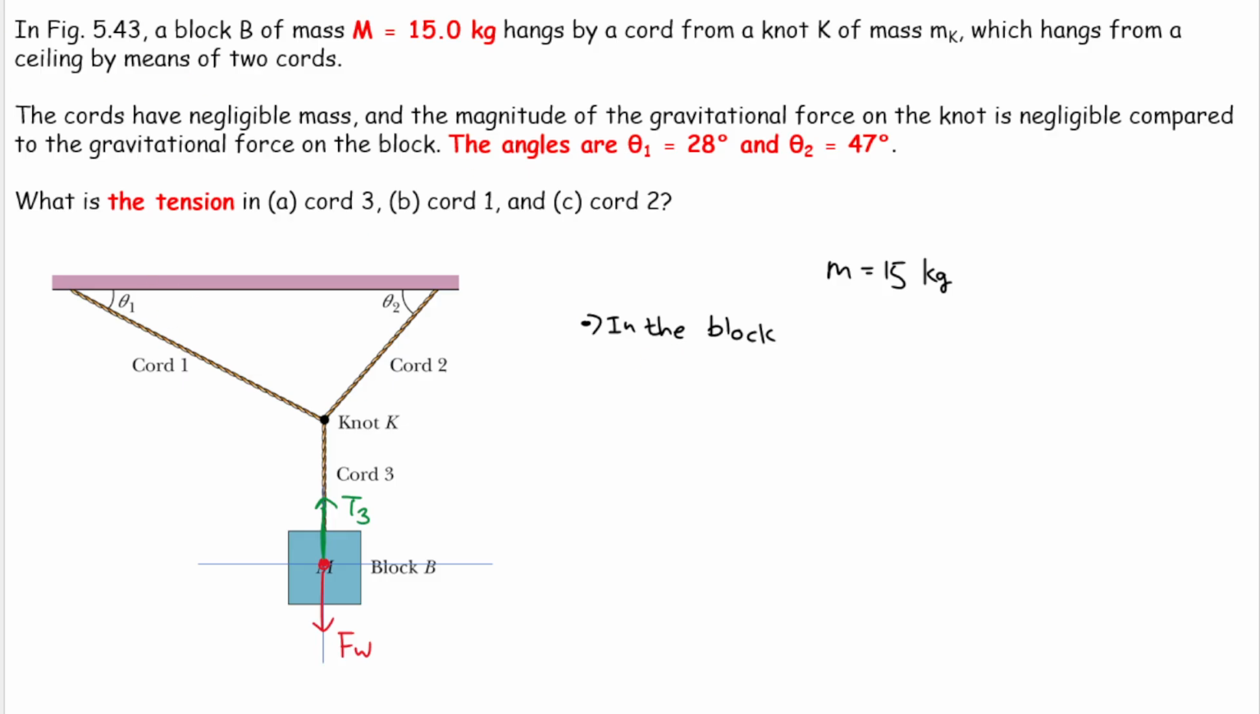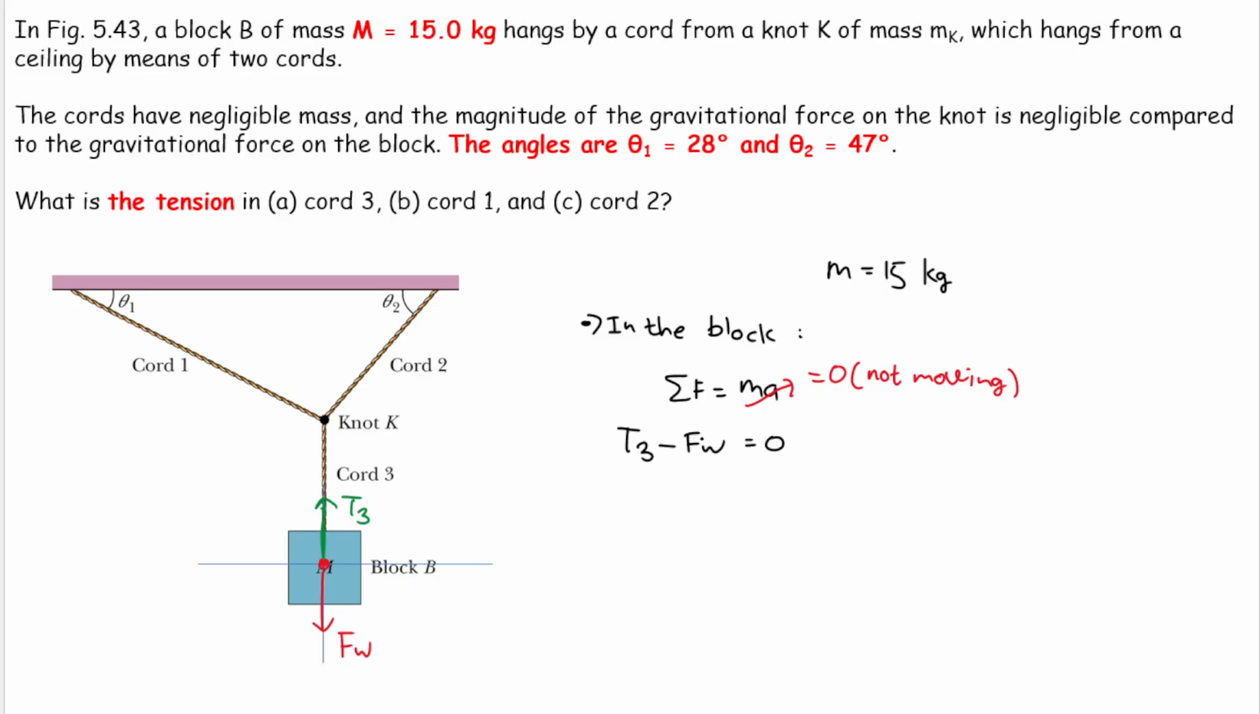And then we can use Newton's second law to do analysis on this block. So we will have Newton's second law here: sigma F is equal to the mass times acceleration. However, it is not moving, right? So we will have the acceleration equal to 0 because it is stationary. On the positive direction, we have T3 here. And on the negative direction, I will have the force by the weight, so minus Fw. And all of that will equal 0.